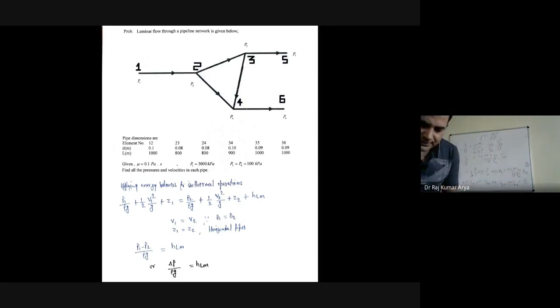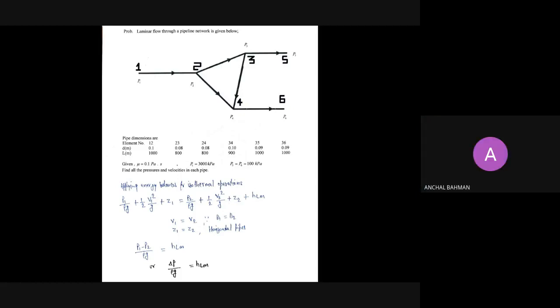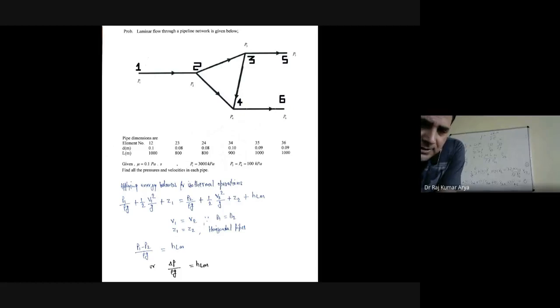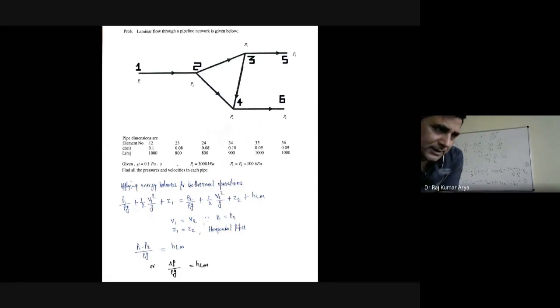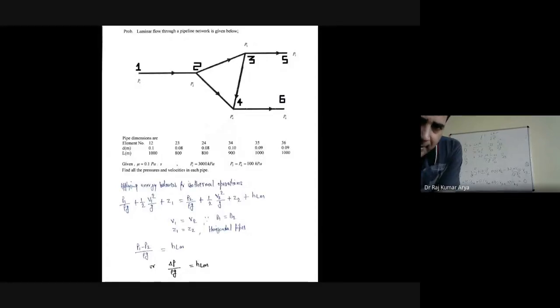Is that fine? Yes, sir. We wrote for 5, 2, 3 just by changing 1 by 2 and 2 by 3. So that's what we did here. Same way we can write for 5, 2, 4. So again, your 2 will remain 2, only 3 you change by 4. So you can write for 5, 2, 4.